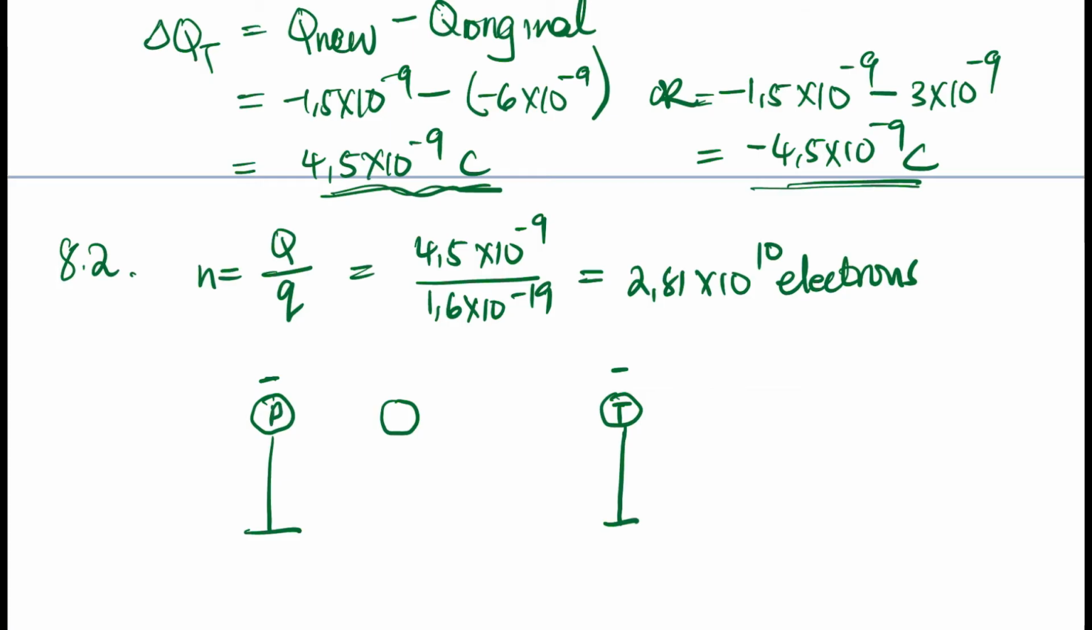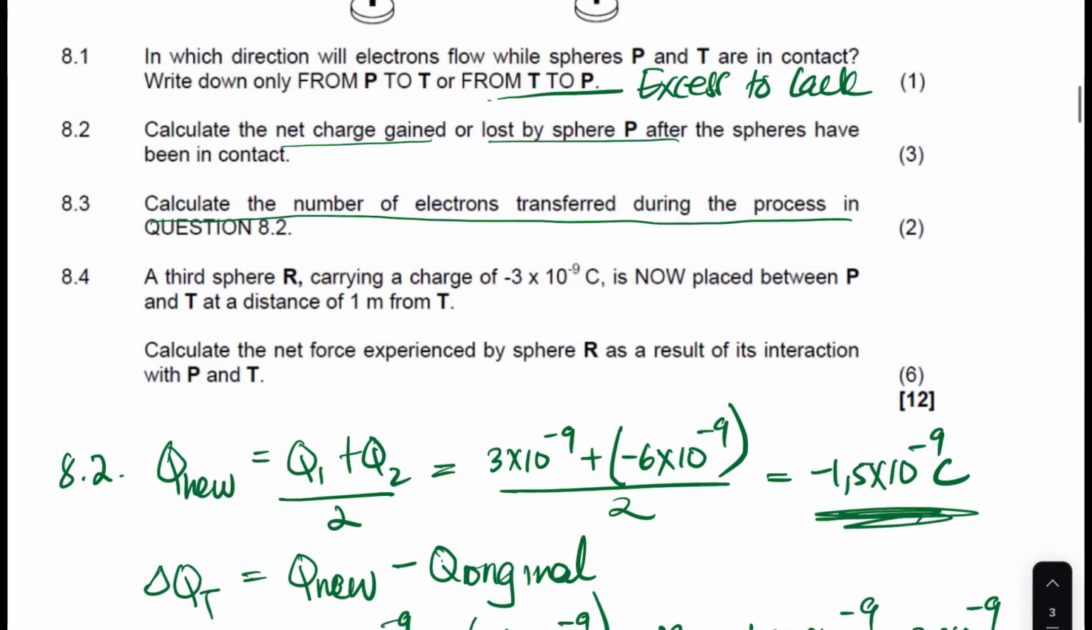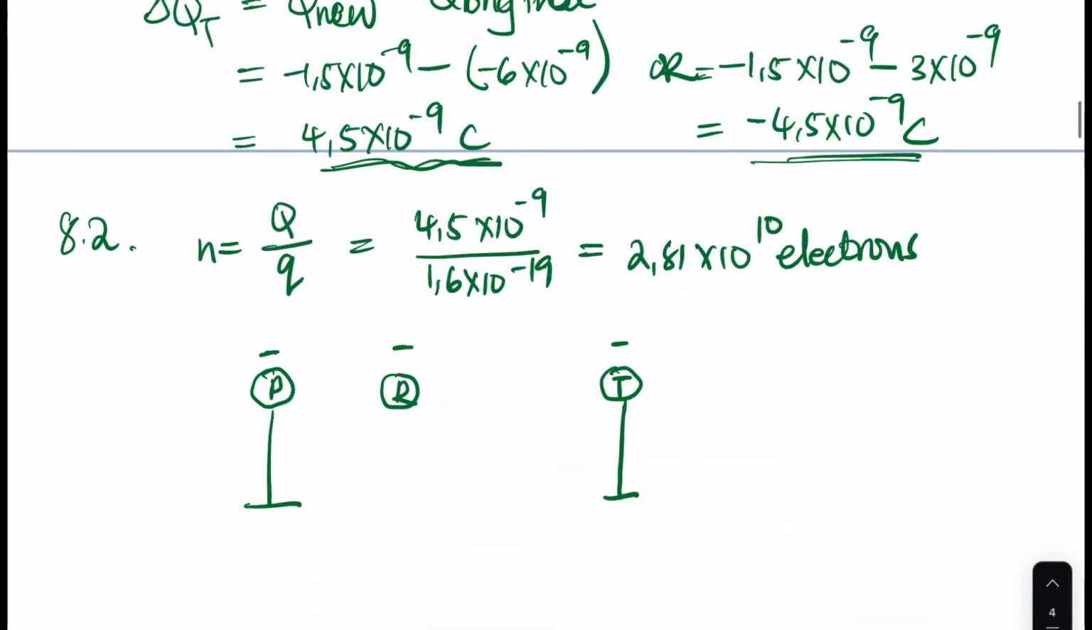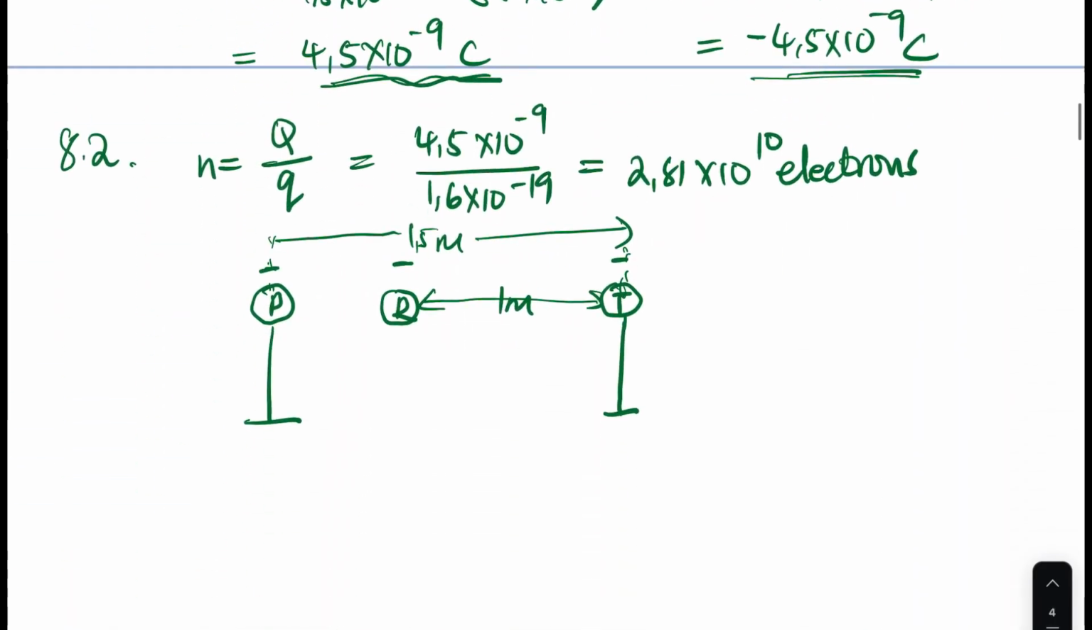This is P, and then we have charge R, which is negative. It's placed 1 meter from T. So this is going to be 1 meter, the distance. And then the distance between these ones, it's what? It's 1.5 meters. Since they are all negative, guys, now this is charge R, it's placed 1 meter there.